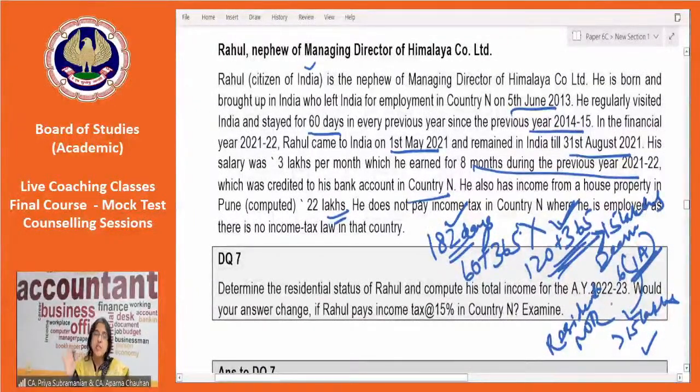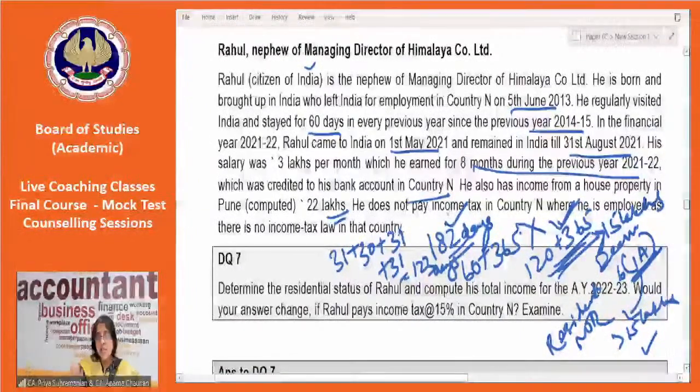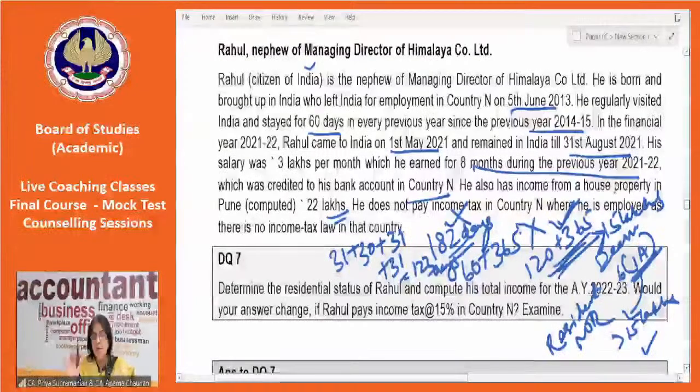So these are the provisions which we have to see. Now, how do you determine the residential status? How many days has he stayed in India? He stayed 31 days in May, June 30 days, July 31 days, August 31 days. So it is 123 days he stayed in India. So the 182 days condition is not satisfied. The 60 plus 365 is not applicable in his case, as I told you.